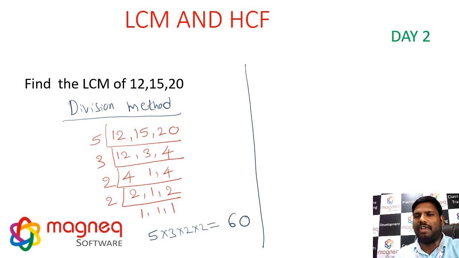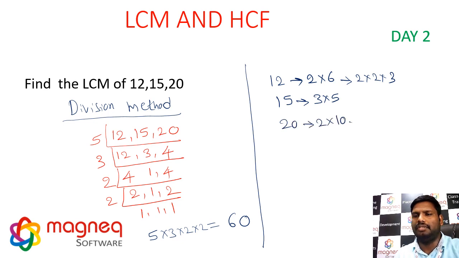Next one, by using the prime factorization method. 12 we can note as 2 into 6, 2 into 2 into 3. Next 15, 3 into 5. 20, 2 into 10, 2 into 2 into 5. So 12 we can take as 2 square into 3 power 1. Next 15, 3 power 1 into 5 power 1. And next 2 square into 5 power 1.